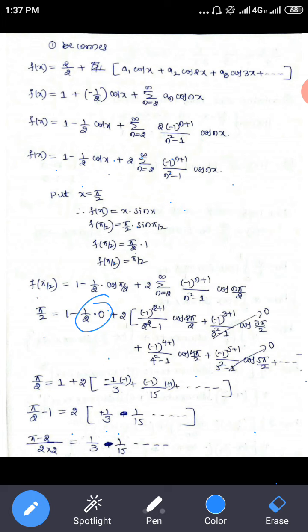So cos pi cancels. Cos of pi is minus 1. Cos of 2 pi is plus 1. That's what I wrote here. Okay. So minus minus plus 1 by 3 plus minus minus 1 upon 15. So this pi by 2, this term I'll shift to this side, minus 1, 2 into it becomes this. So pi minus 2 divided by 2, this 2 also I'll shift to this side. So pi minus 2 divided by 2 into 1 by 3 minus 1 by 15.